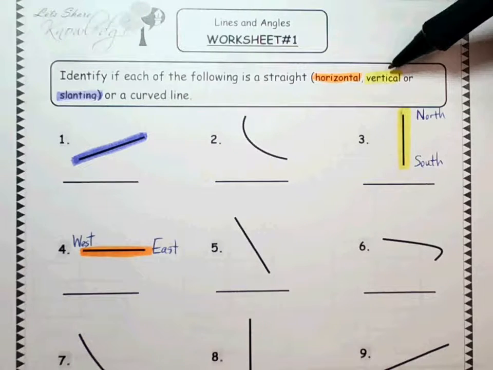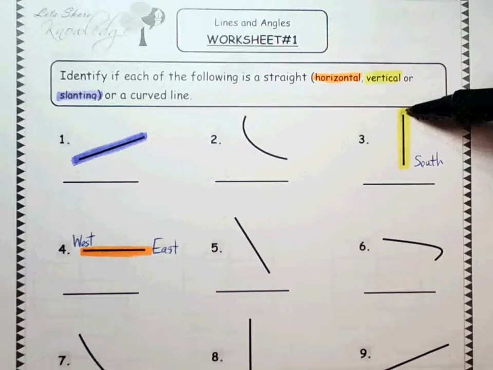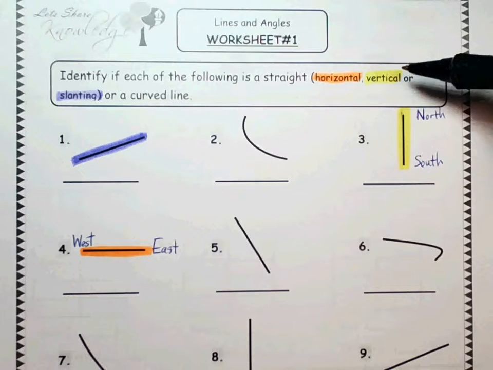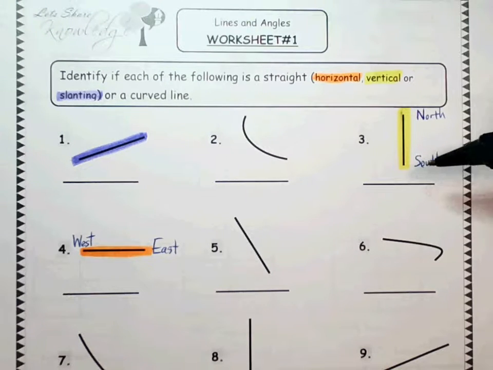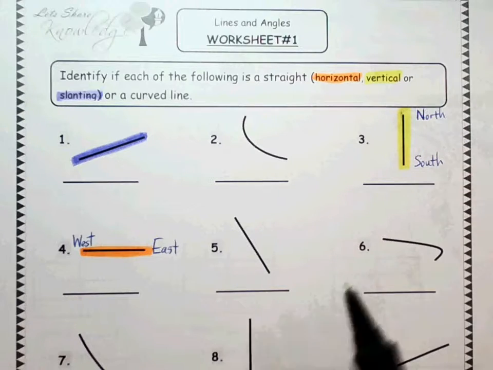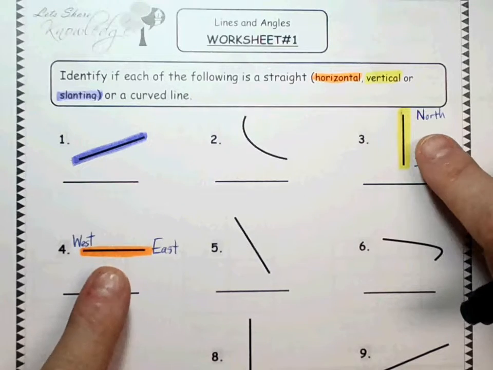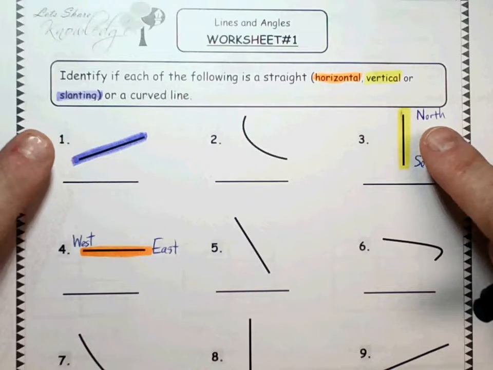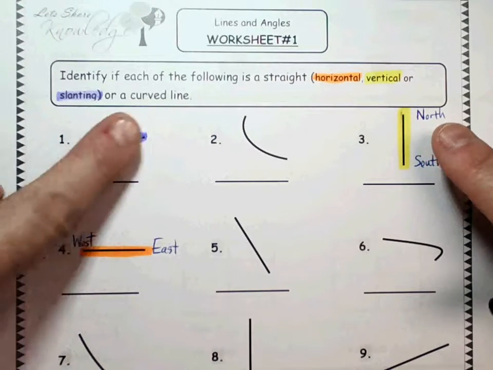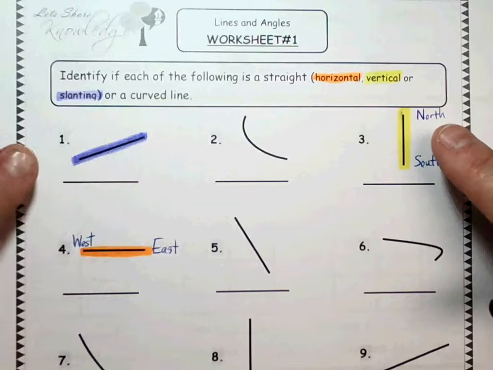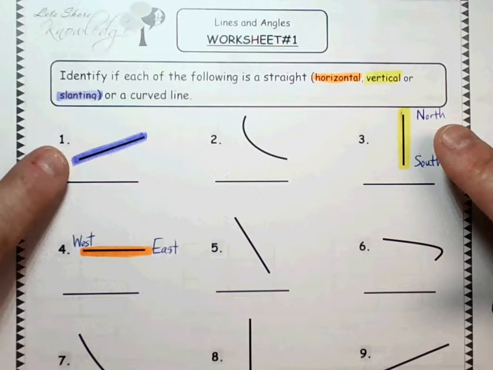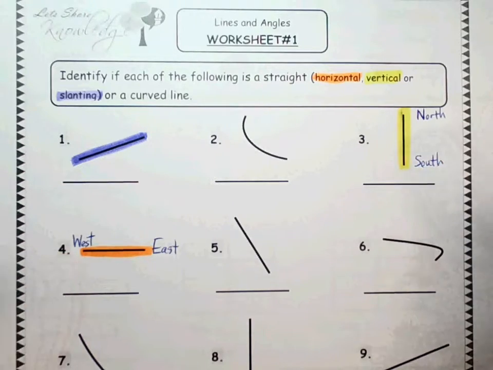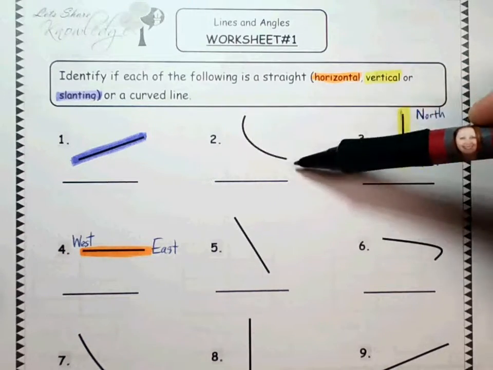Vertical lines are ones that go true north and south, straight up, straight down. That is a vertical line. If a line is slanting, it does not fit into either of these categories as horizontal or vertical. It has some kind of slope to it that is not zero or undefined. So this would be an example of a slanting line. Anything that is not straight would be classified as a curve.